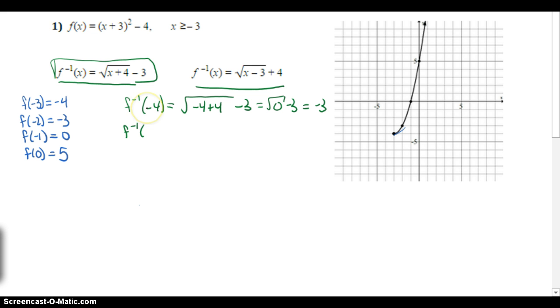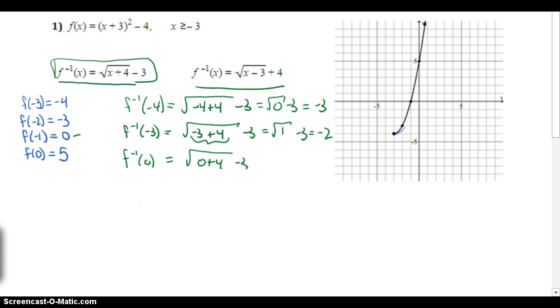Will it also turn -3 back into -2? Plug it into here. -3 plus 4 minus 3 becomes, do the grouping symbol first, the square root of 1 minus 3 equals -2. And then, I just asked for 3 points, we'll do one more. Is f inverse of 0, will that spit back a -1? So we'll check that really fast.